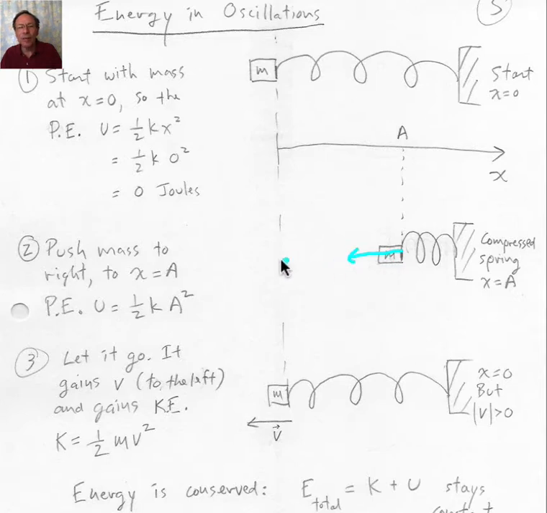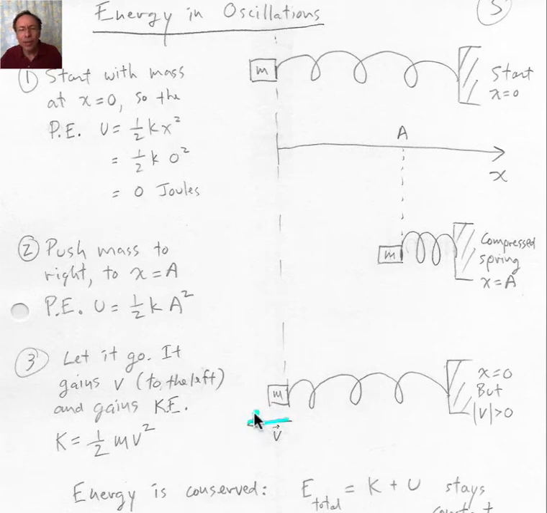It's accelerating to the left. As the spring pushes, it's losing its energy. The spring's energy is going into the mass, increasing the mass's kinetic energy. So now it's got velocity at this place.